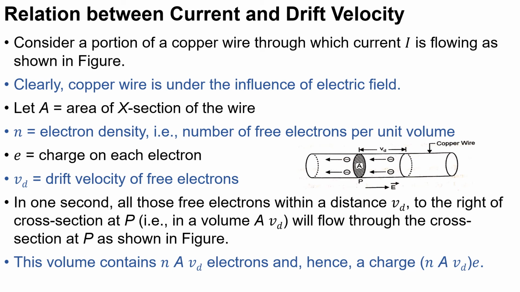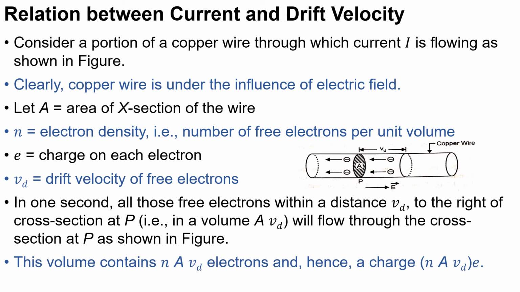Relation between current and drift velocity. Consider a portion of a copper wire through which current I is flowing, as shown in figure. Clearly, the copper wire is under the influence of electric field. Let A equal the area of cross-section of the wire, n equal the electron density, that is the number of free electrons per unit volume, e equal the charge on each electron, and Vd equal the drift velocity of free electrons.